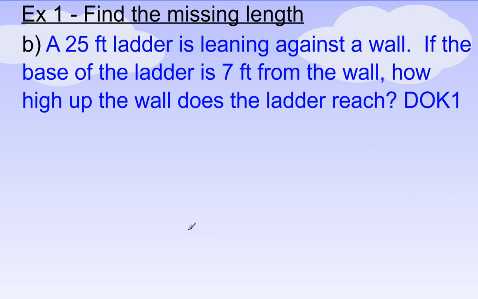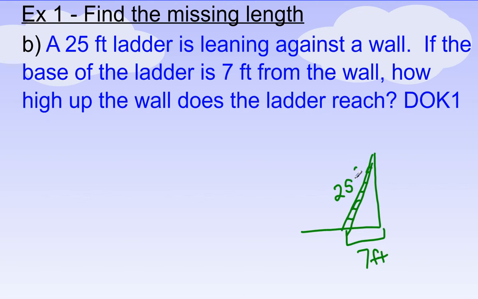Okay, so we start with our picture, and we have our ladder leaning against the wall. It says the 25-foot ladder, so it's 25 feet, and if the base of the ladder is 7 feet from the wall, here to here is 7 feet. How high up the wall does the ladder reach? What is this distance? I don't know.